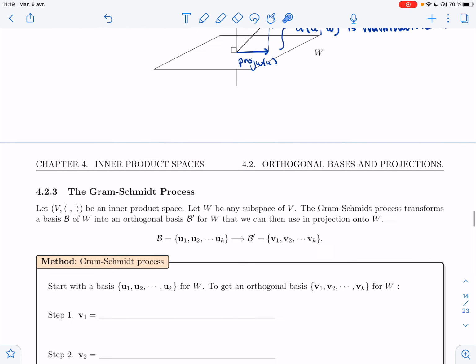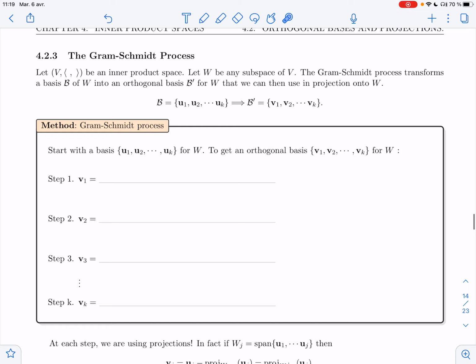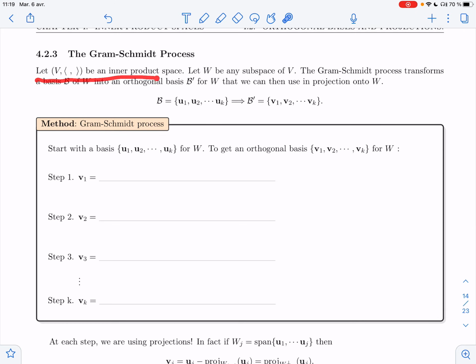For polynomials, for more complicated vector spaces and inner product spaces, we don't have the luxury of using geometry to get an orthogonal basis. So in section 4.2.3, we'll be constructing these. Let V be an inner product space, and let W be any subspace of V. The Gram-Schmidt process transforms a basis of W into an orthogonal basis for W that we can then use in projections onto W. So we'll go from a basis of U's to a basis of V's.